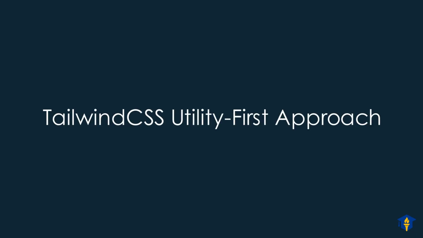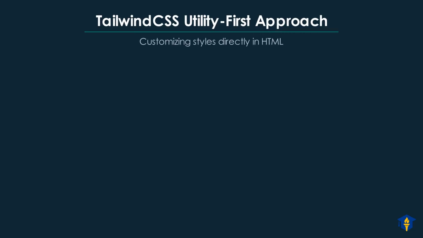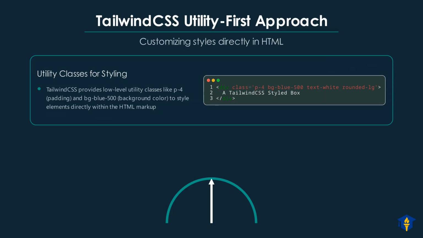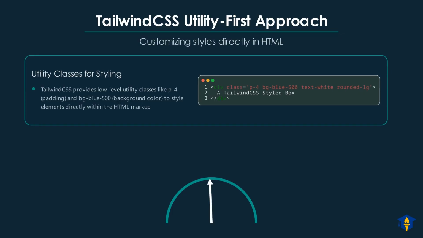We will now examine the Tailwind CSS utility first approach to styling web pages. This method focuses on customizing styles directly within your HTML markup for efficiency. Tailwind CSS is known for its extensive utility classes for styling elements. It provides low-level utility classes like p-4 for padding and bg-blue-500 for background color. This HTML div demonstrates applying multiple Tailwind CSS utility classes for padding, color, and rounding.